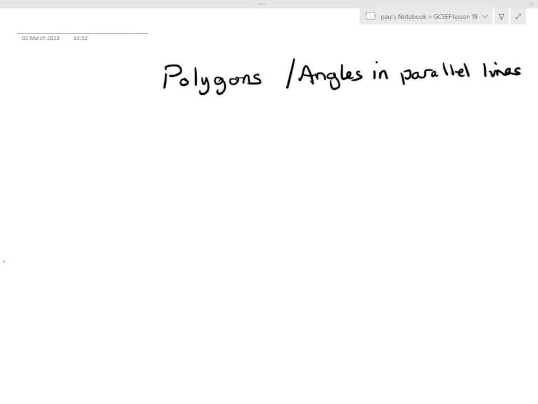Right, hello, this is Foundation Lesson 19, Polygons and Angles in Parallel Lines. Now, polygons just means many, and gons, sides. So many-sided shapes.